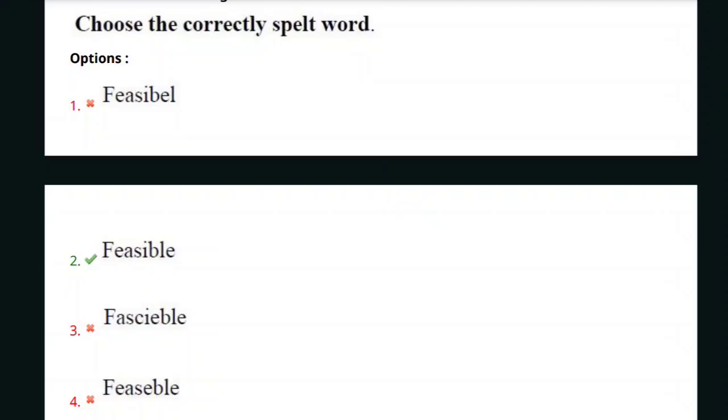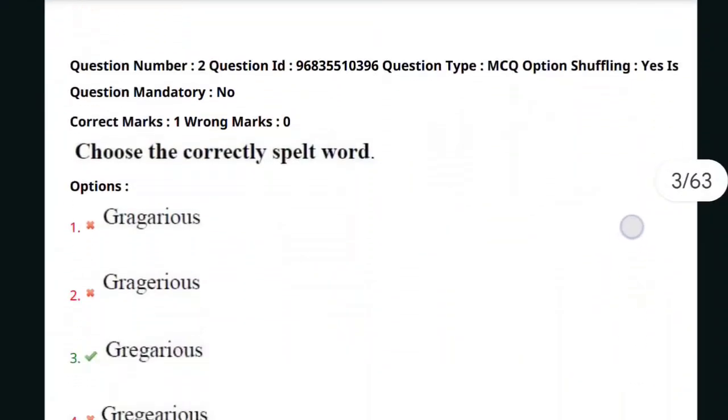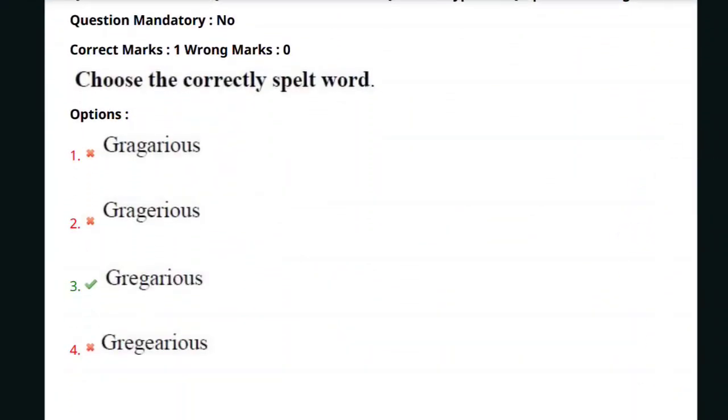So you need to have the correct spelling of the words, then only you will differentiate, then only you will find the correct answer. Let's move to second question. And here is the second question again on spelling. Choose the correctly spelled word. Here they gave you 4 options, and the correct answer here is the third option, gregarious. Again it is an adjective. Gregarious means sociable or fond of company.